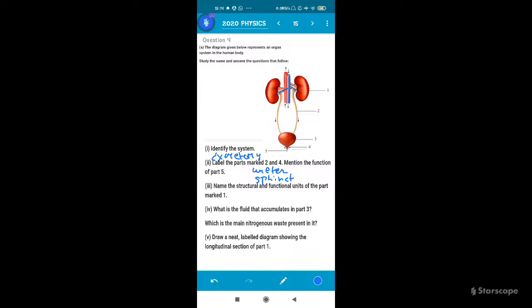Okay, I'm saying it once again, please make sure that you're writing the spellings correctly, because in biology, more than any other science subject, a lot of importance is given to the spellings, and if one spelling is wrong, you're not going to get any mark for that question. Okay. Now your next question is, mention the function of part 5.